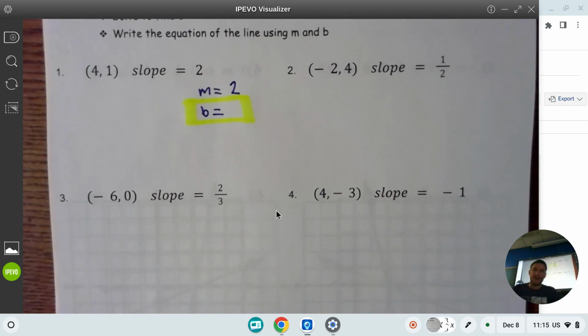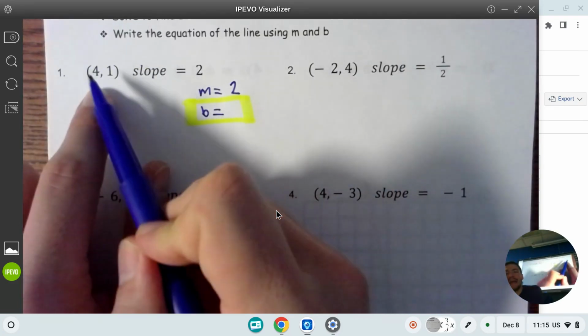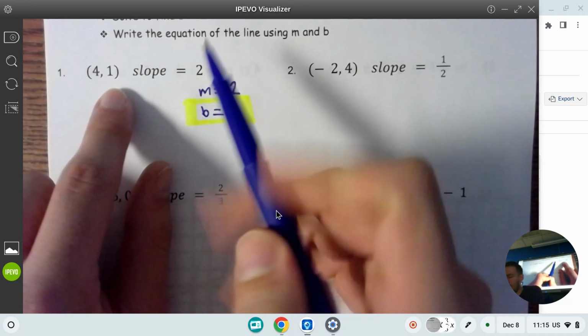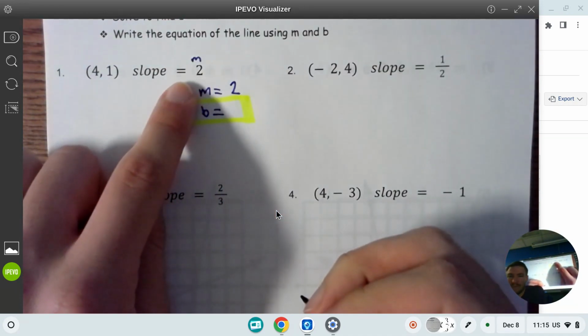So let's think about this like we're trying to find a missing person, right? B, she's missing. Nobody knows where she is. Her parents are getting nervous. Let's see if we can find her. So here's what we're going to do. We get this much evidence. We get a coordinate and we get a slope. The slope, we know that that's the m. That's half of what we need.